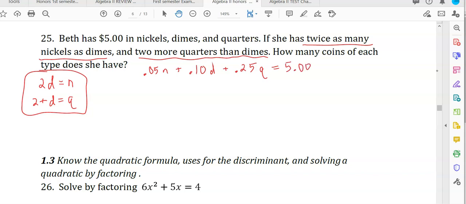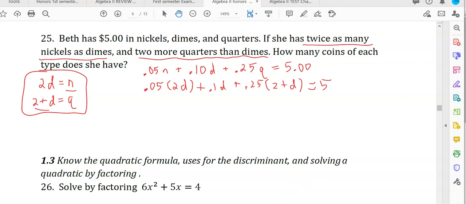So N is really equal to 2D there. So I'm just going to substitute. So 0.05 times 2D, putting everything in terms of D, plus 0.1 times D, plus 0.25 times Q, which Q is really 2 plus D. I like this because it's all in terms of D now. So I should be able to solve for D. Just a matter of doing this, so 0.05 times 2.